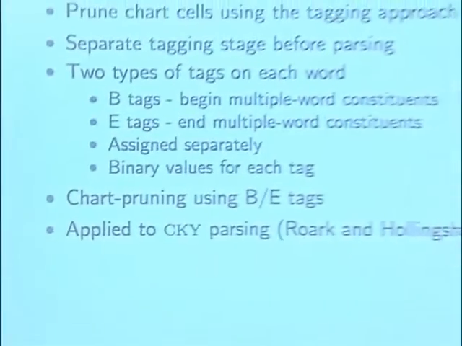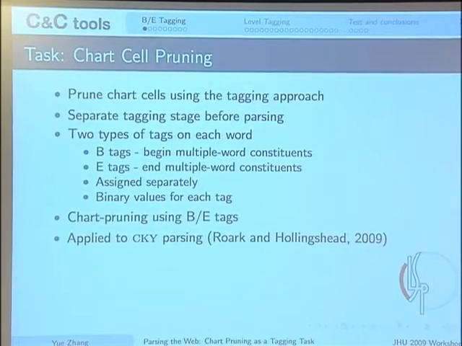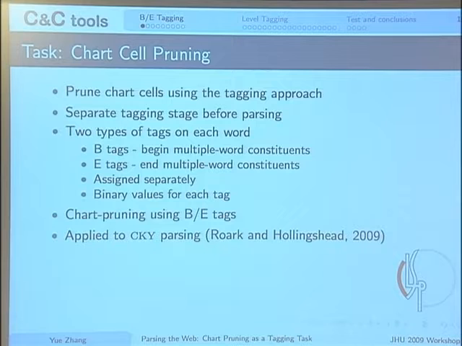The idea is that before parsing, we take a separate step to assign tags to each input word that indicate whether or not it can begin or end a multi-word constituent. So two types of tags are assigned to each word to indicate the begin and end properties. These two kinds of tags are assigned independently of each other. In each case, a tag takes a binary value. During parsing, these tags are used to prune the parser chart. And the method has been applied to CKY parsing in context-free grammar.